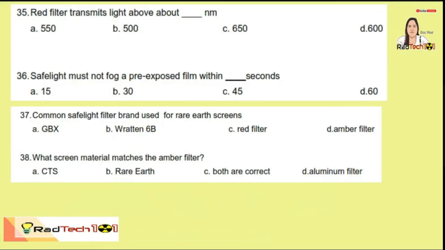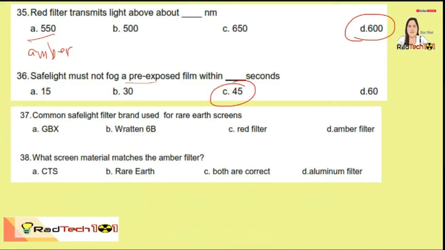So 35. Red filter transmits light about 600 nanometer. Safe, kapag 550 naman, this is for amber filter. Safe light must not fog a pre-exposed film within 45 seconds. That is based sa ating QAQC. So kapag exposed na yung film, as soon as possible, dapat malagay na siya sa developer or sa automatic processor. So pag pre-exposed, dapat ang safe handling time within 45 seconds, dapat hindi siya magkaroon ng fog.